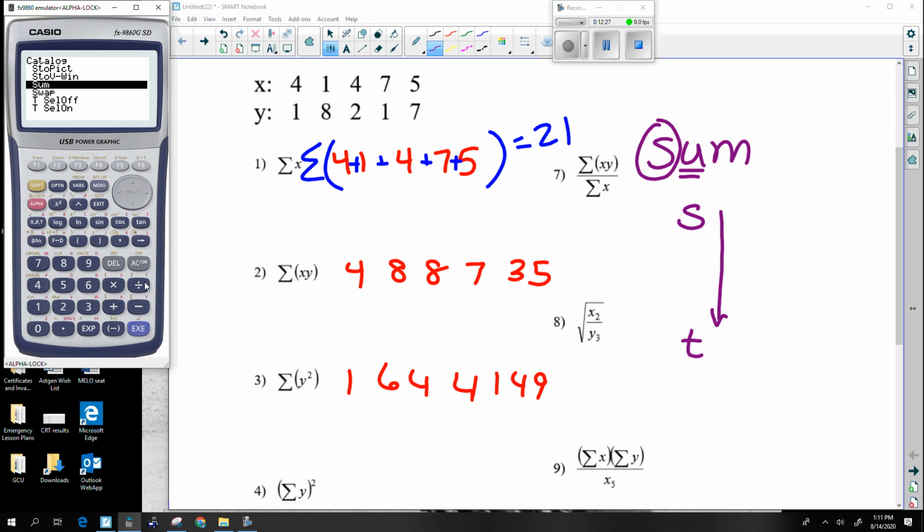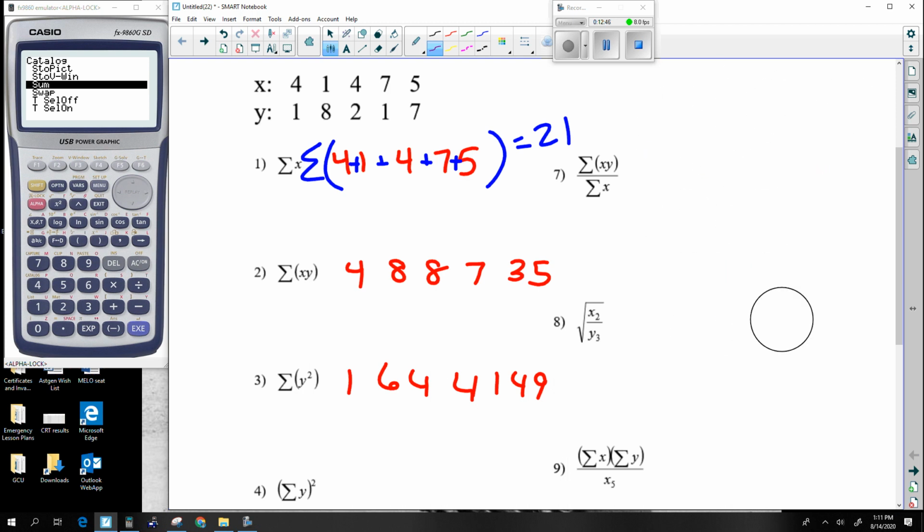All right, now, some of you people might find this symbol in your calculator somewhere. And you're like, yeah, that's exactly what I want. It is not what you want. I repeat, that is not what you want. You want the word sum.